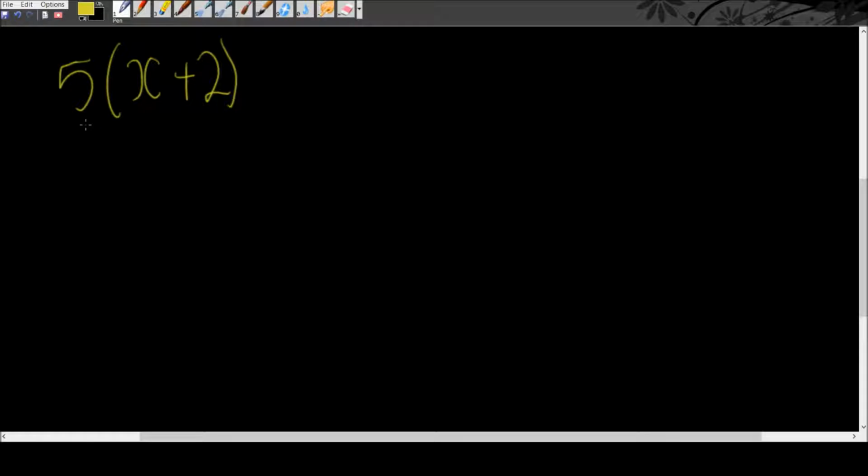But anyway, they may put an arrow going from the 5 to the x, and also going from the 5 to the 2. That just shows that you're going to multiply the 5 by the x, and you're also going to multiply the 5 by the 2. So if you're multiplying 5 by the x, what do you get? You basically get 5 lots of x's, or 5x. Then you multiply the 5 by the positive 2, you get a positive 10. So expanding this bracket, 5 brackets x plus 2, we get 5x plus 10.